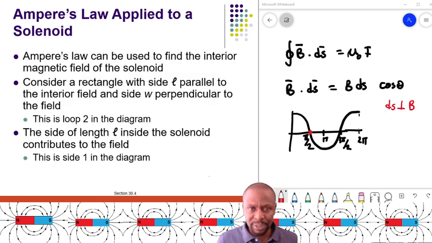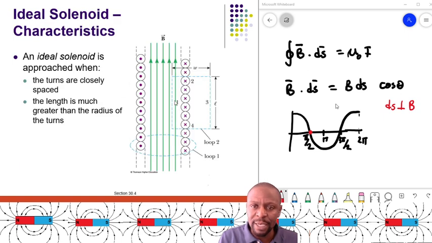Now, Ampere's law can be used to find the interior magnetic field of the solenoid. As I've just explained, consider a rectangular loop with side L parallel to the interior field and side width W perpendicular to the field. This is just loop two in the diagram. The side of length L inside the solenoid contributes to the magnetic field. This is side one in the diagram, as I've explained to you. The only side that is going to contribute to the magnetic field is side one.